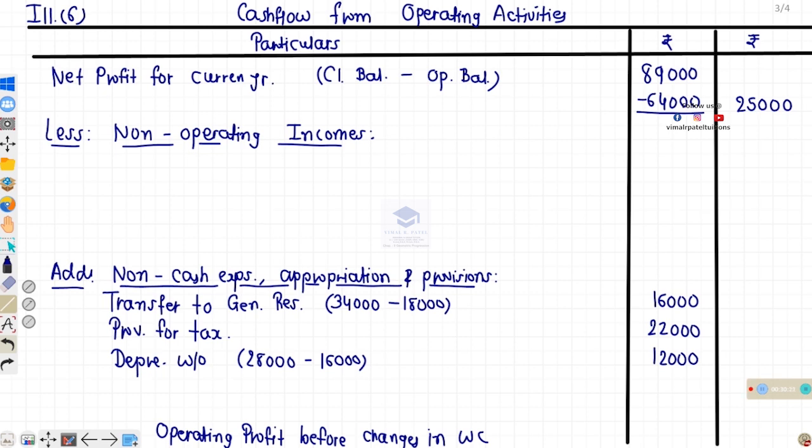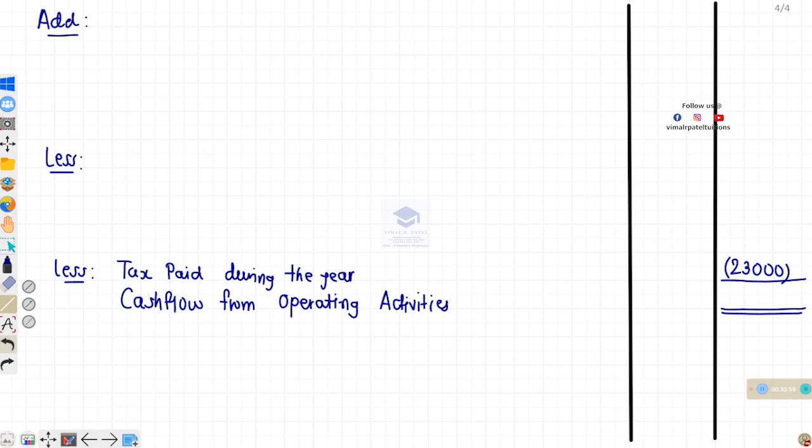Then goodwill. During the year, goodwill written off. So opening balance was 19,000, and at the end of the year, that is 2017, it was 15,000. So 4,000 rupees worth of goodwill you have written off during the current year. Then debtors, they are current asset. Opening balance of debtors was 18,000 and closing balance was 38,000. Means there is increase in debtors. Increase in current asset will be subtracted. So during the year there is increase of debtors by 20,000.